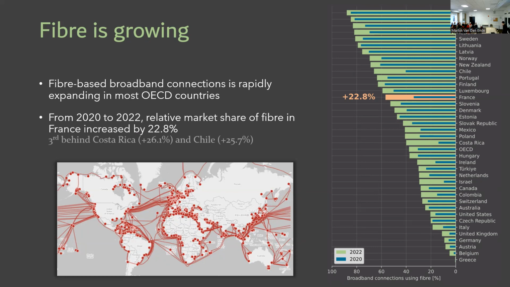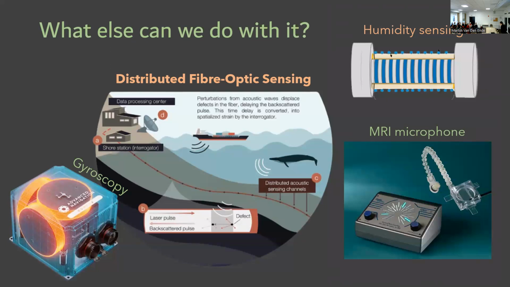But aside from just telecommunication, there are lots of other things that you can do with fiber. So now I'm just going to give you a few examples. Of course, many of you here will be familiar with distributed fiber optic sensing, which is this great tool for geophysics. But there are some other things that you can do with fiber that are not distributed, and still I found it interesting just to mention them.